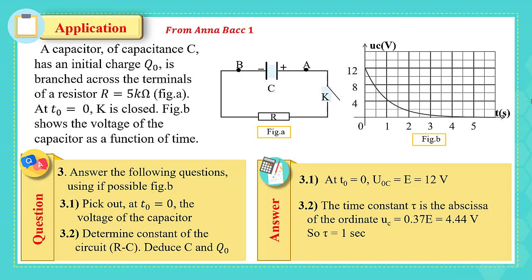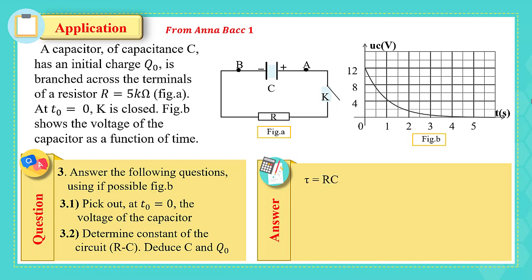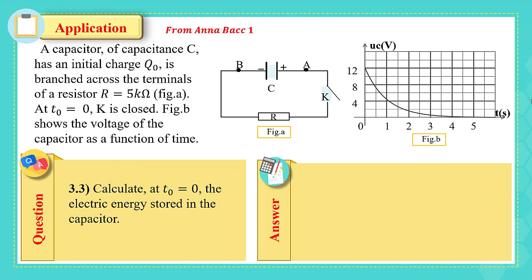Then I have to go to the graph and look for the point having an ordinate of 4.44. This point has an abscissa tau, which is equal to 1 second. How do we deduce C? We have to say that C is equal to tau divided by R, which is equal to 2 times 10 to the power minus 4. Q0 is equal to C times U0C, which is equal to 2.4 times 10 to the power minus 3.